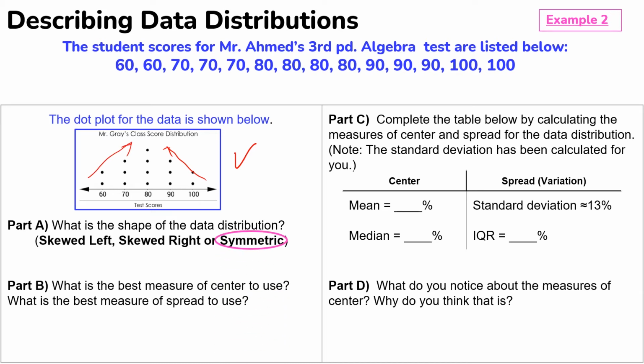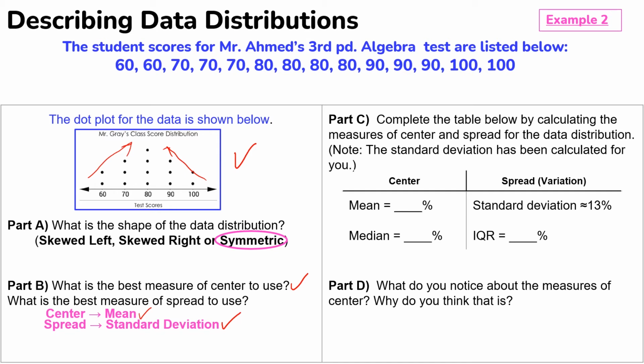What is the best measure of center to use? So part B. The best measure of center would be the mean, because if the graph is symmetric, recall that the best measure is the mean. And what is the best measure of spread to use? So recall, if the graph is symmetric, then we use the standard deviation to measure the spread of the graph.